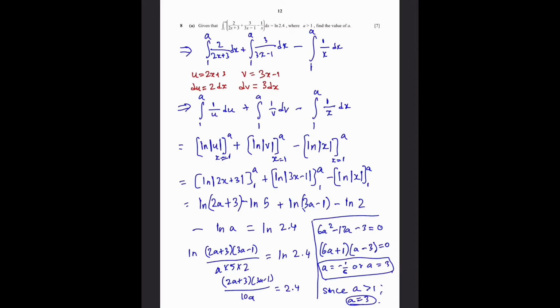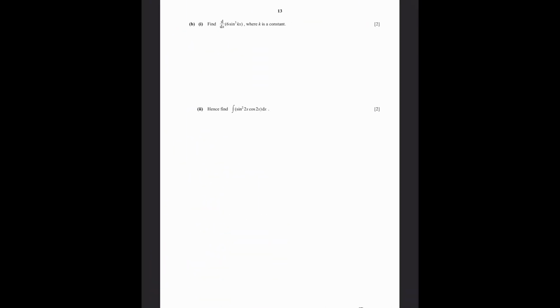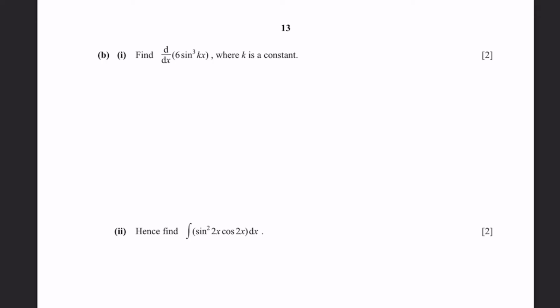So that will be our final answer. Now let's go to part B. 1. Find d by dx of 6 sine cubed of kx, where k is a constant. So sine cubed of kx is just sine of kx the whole cubed. So that's going to be d by dx of 6 times sine of kx the whole cubed.